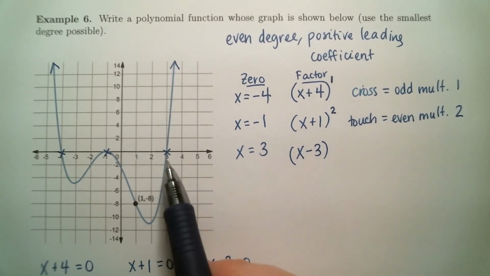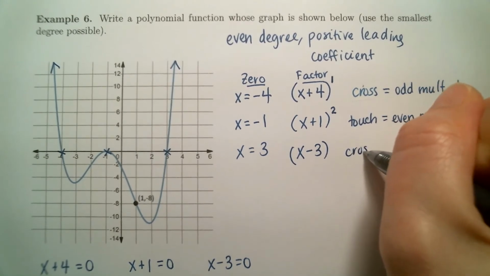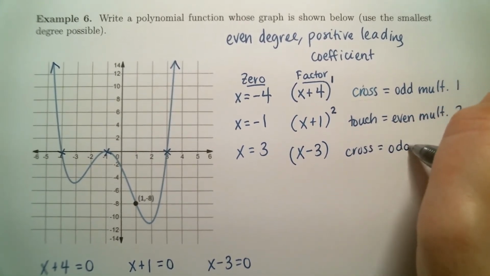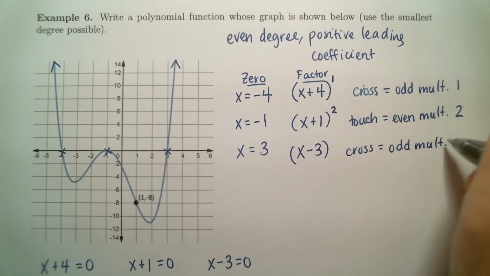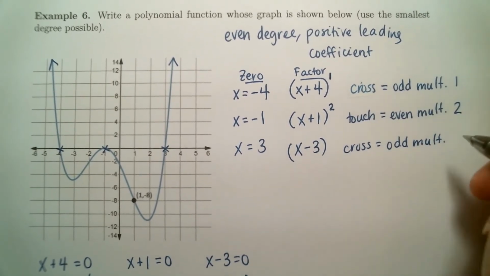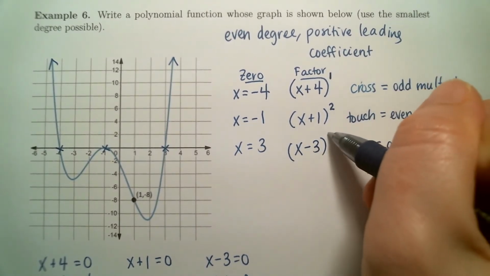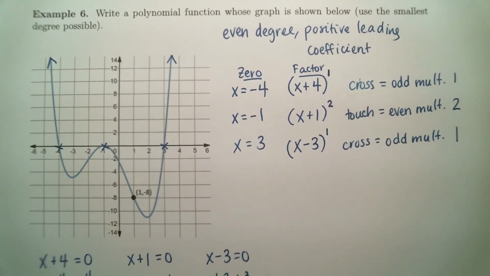This is the factor. You are crossing here. The graph is crossing. So that means we are dealing with an odd multiplicity, okay? Again, we want to use the smallest possible to build the smallest degree polynomial possible. So we'll use a multiplicity of 1. So this factor will have an exponent of 1, okay?